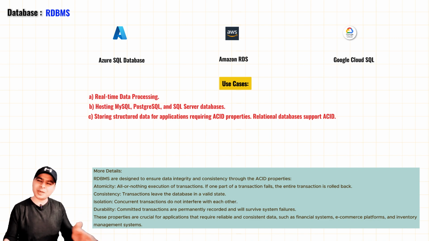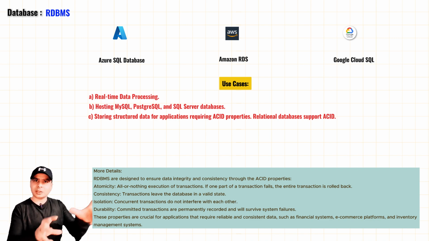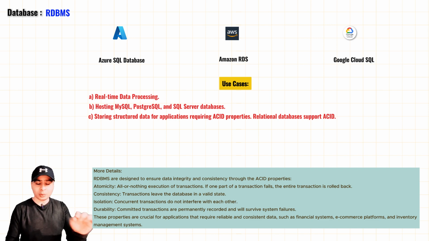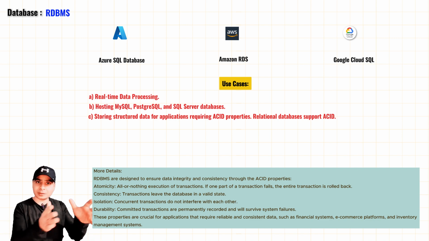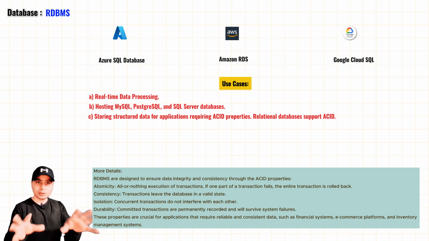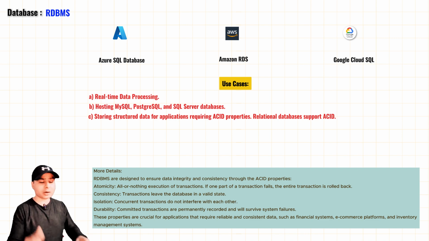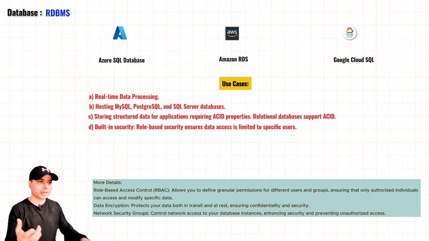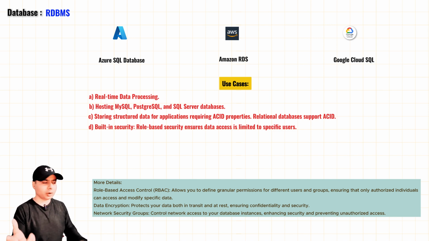What does that even mean? Well, let's say that you have a banking application and a transaction fails. So either it fails completely or it is executed fully so that you have a consistent financial transaction all throughout your records. So that is why relational databases are quite important still. And of course, these offer built-in security. So there is role-based security to ensure data access for a limited number of users.